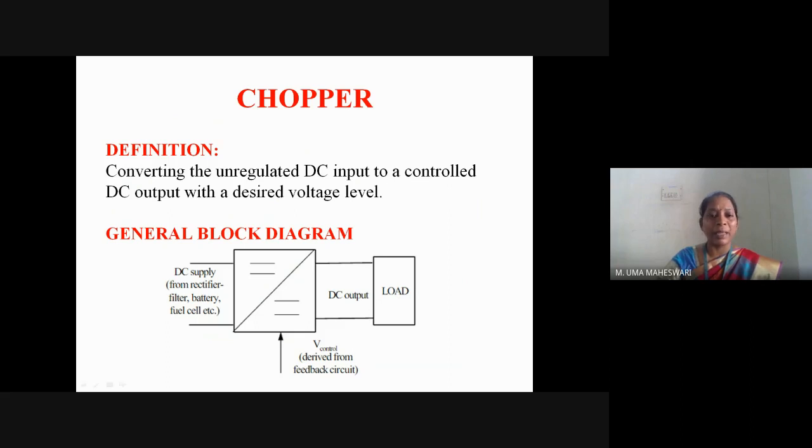The DC supply can be from a rectifier, filter, battery, or a fuel cell, and this input is given to a block where the conversion is happening. Chopper circuit conversion is happening. The output is the DC output, which is given to the DC load. The output we are obtaining, we are able to control it. The control is given with the help of the V control, which is derived from the feedback circuit. So we are able to control the DC output voltage.